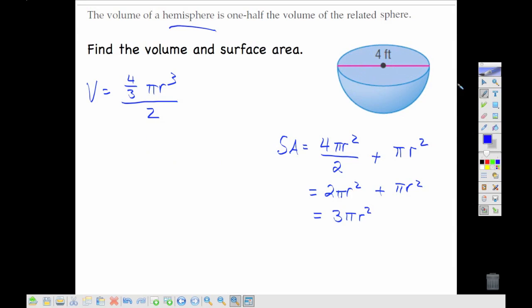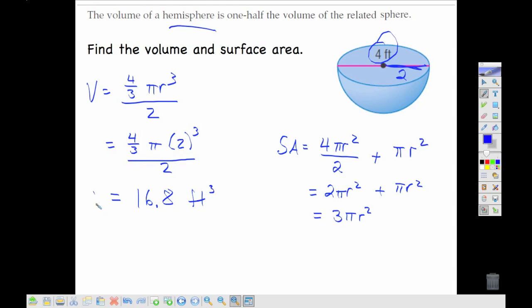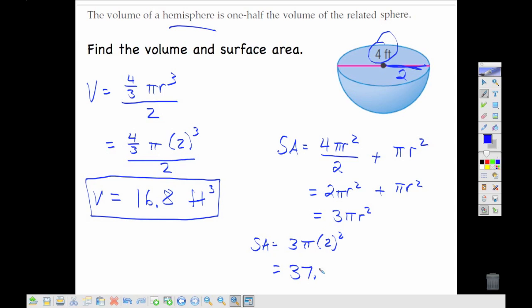So if I plug in the radius for these, looking back at my picture, since they gave us the diameter, the radius would be 2. And that would give us 16.8 cubic feet for the volume. And for our surface area, it will give us 12 pi, or about 37.7 square feet.